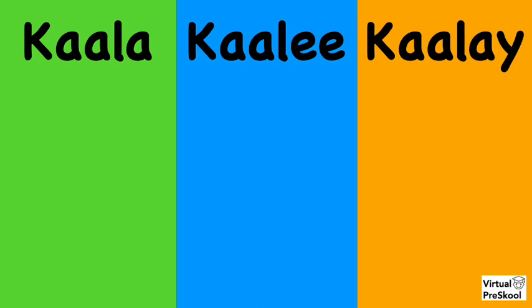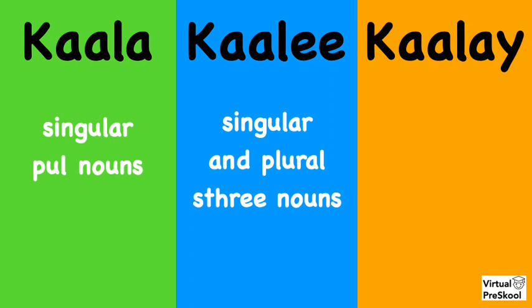Well, this is a chart that will tell us the rules. Kala is for singular pull nouns. Singular means one. So when we have one pull noun, we use kala. Kali is for singular and plural stri nouns. So an easier way to say that is for stri nouns, we use kali. And kale is for plural pull nouns. So when we have more than one pull noun, plural means more than one, we use kale.